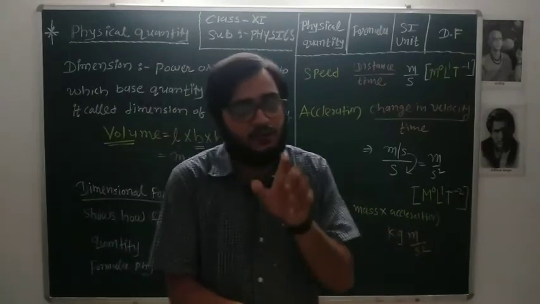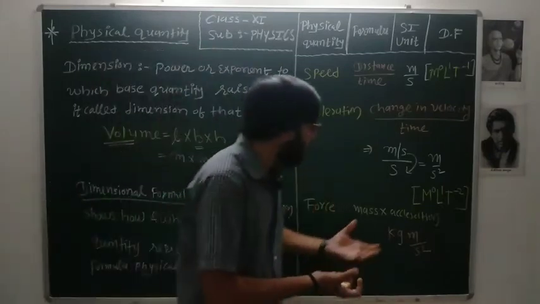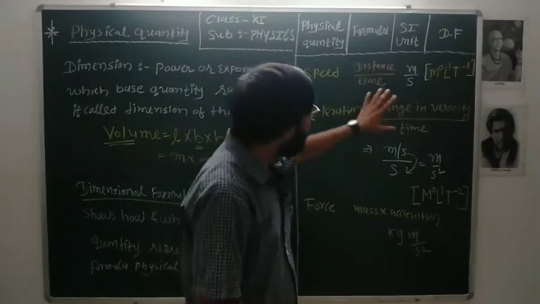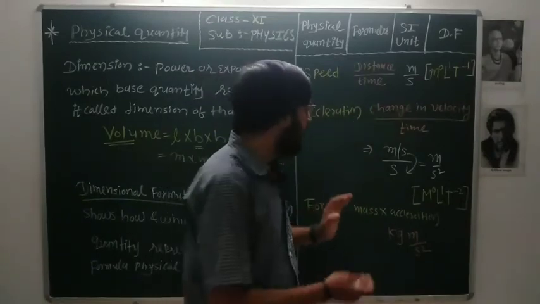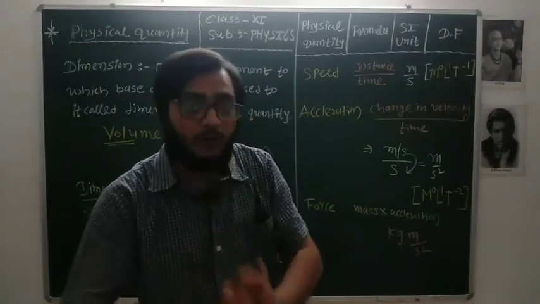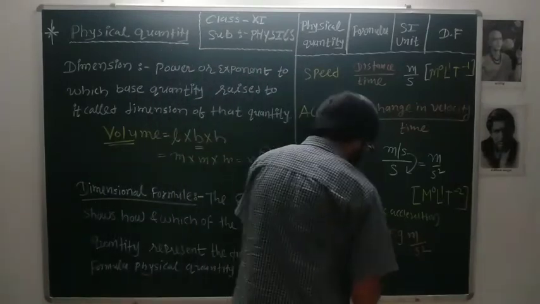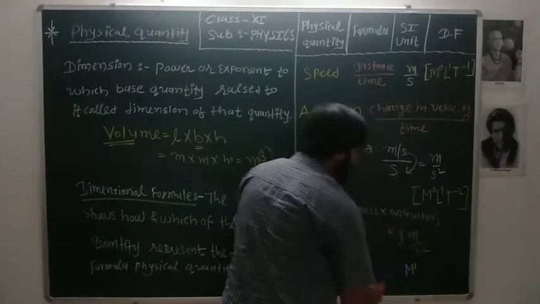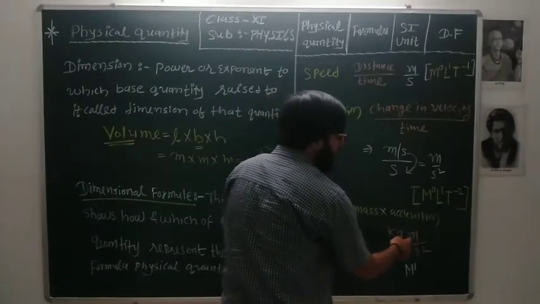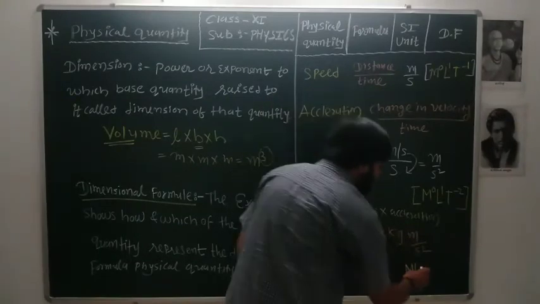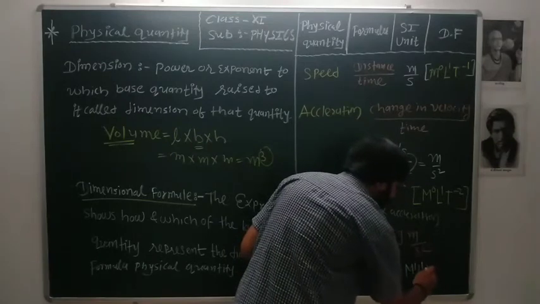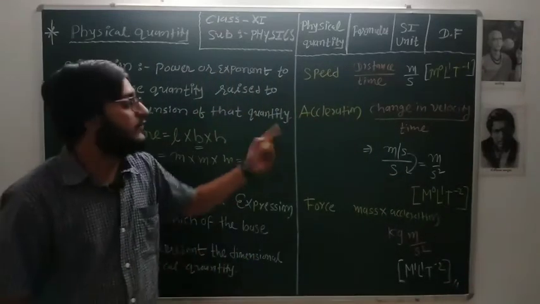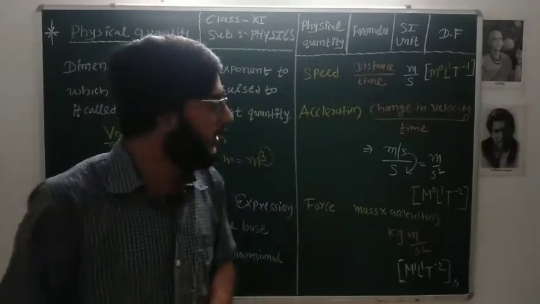We can derive the dimensional formula of any physical quantity from its units, so we need to know all about the units. Here the dimensional formula of force is M1, because kg is given and mass is M, then L1 for length, and T raised to minus 2. That's how we can write the dimensional formula of different derived physical quantities.